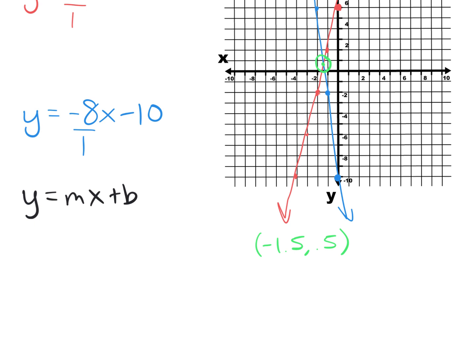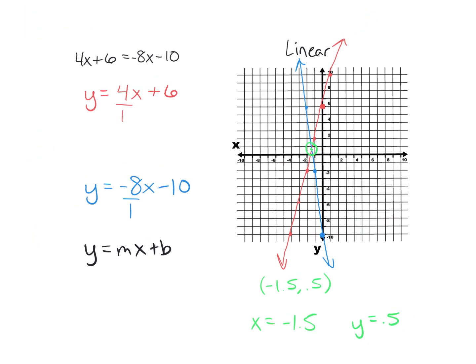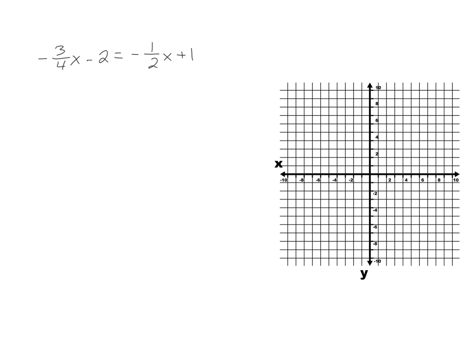What if it asked you for the x value? X equals negative 1.5. What if it asked you for the y value? Positive 0.5. So remember we're graphing them, and their solution is where they cross. Questions on the linear one? All right, go ahead and try this next one on your own.